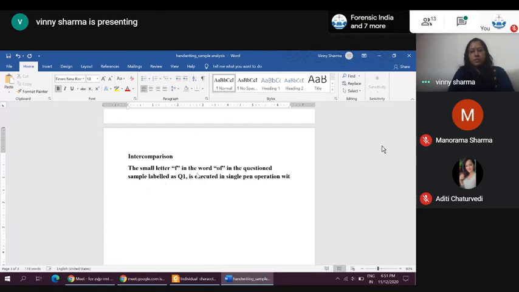Single pen operation with start at the top, followed by a long straight vertical staff and a loop in the lower half of the body.